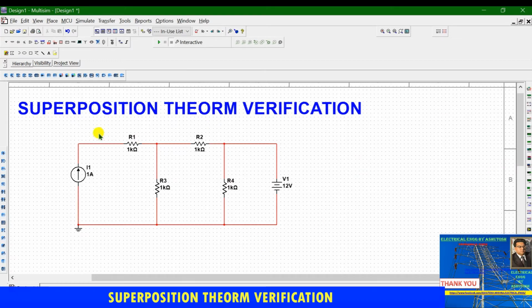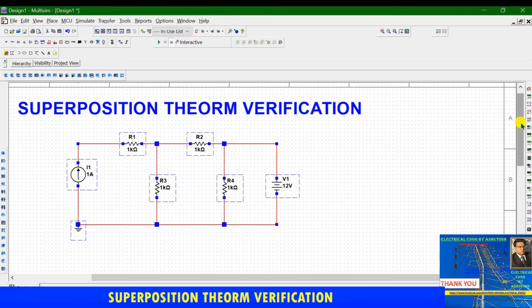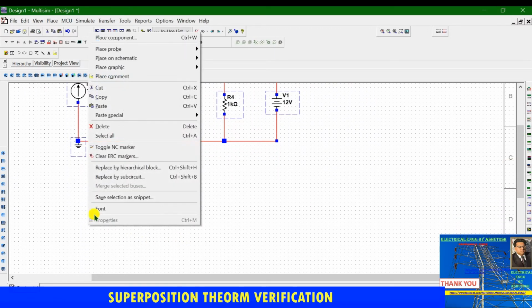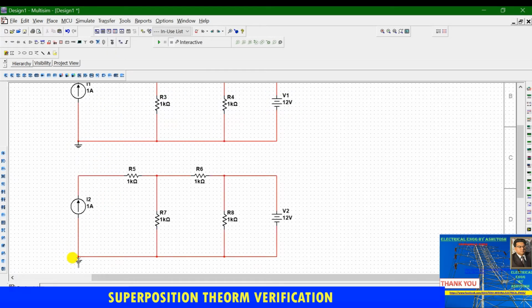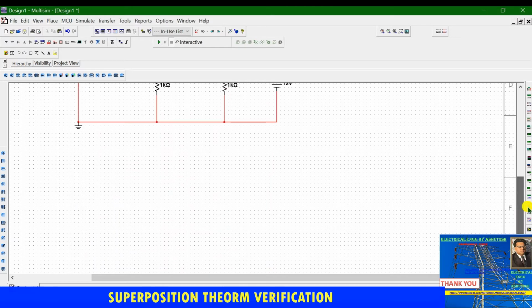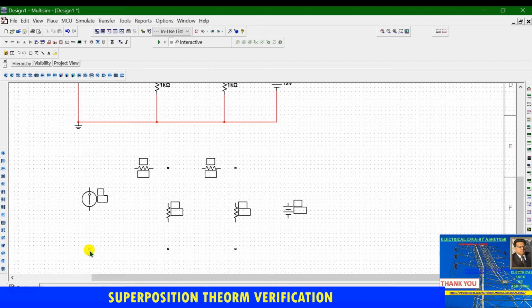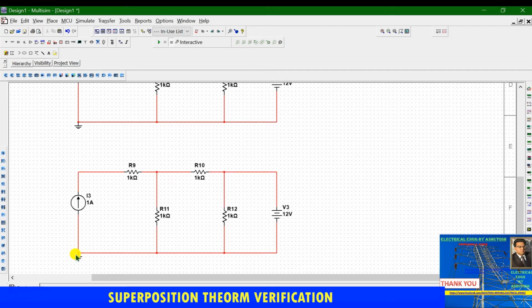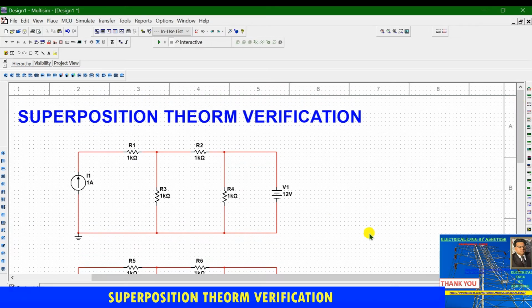First of all, I am going to copy this circuit because we will need it. Copy, and then I am putting this circuit here, paste, and one more time I am pasting this circuit here. Like this, 3 times I have put this circuit so that we can easily understand what is going on in this theorem.